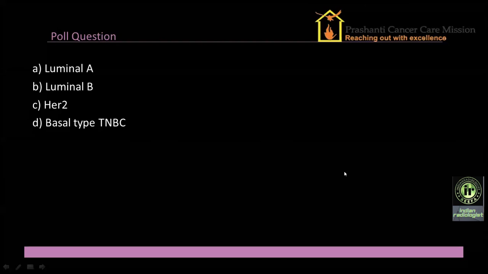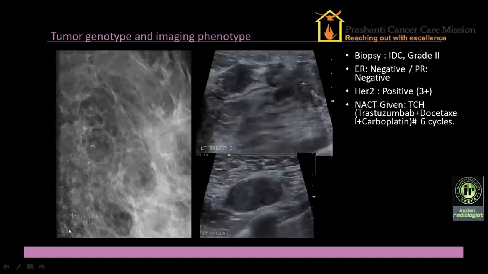So most of you thought this was a luminal B. So let's get back to this case. At biopsy, this was a hormone negative and HER2 enriched tumor. And that is how often HER2 enriched tumors present. They present with calcification. You often have multifocal disease. They often are large tumors and may also have axillary nodes at presentation.